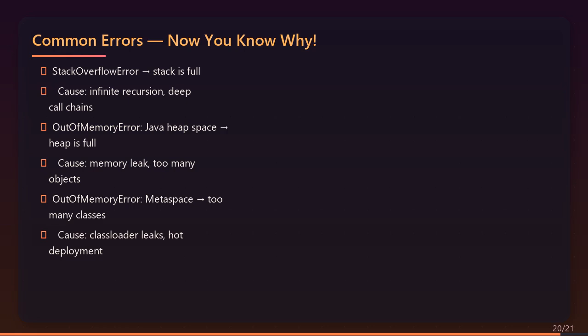OutOfMemoryError: Java heap space. The heap is full and GC can't free enough. Usually a memory leak; you're holding references to objects you no longer need, so GC can't clean them. OutOfMemoryError: Metaspace. Too many classes loaded into the method area. Common in application servers with frequent redeployments. Now you know exactly which memory area each error comes from and why.